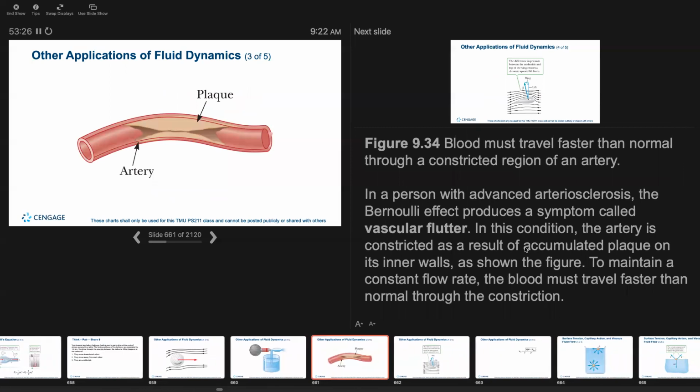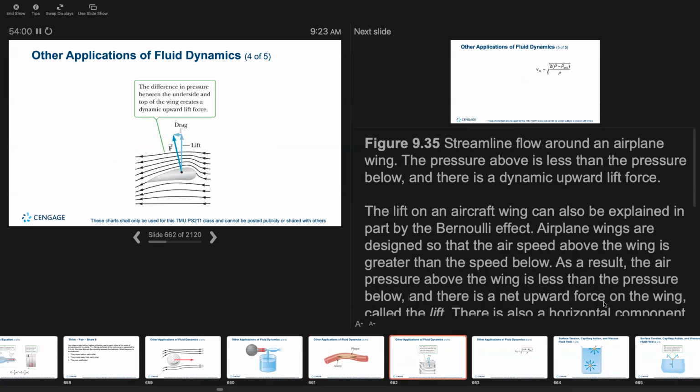Here's an example for blood. Blood must travel faster than normal through a constricted region of an artery. In a person with advanced blockage in their arteries, the Bernoulli effect produces a symptom called vascular flutter. In this condition, the artery is constricted as a result of accumulated plaque on its inner walls, as shown in the figure. To maintain a constant flow rate, the blood must travel faster than normal through the constriction.